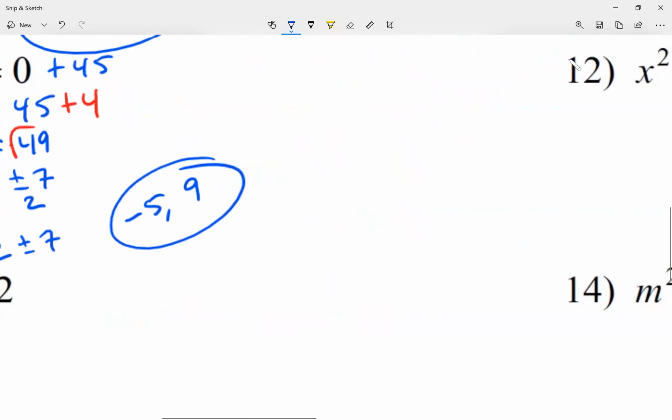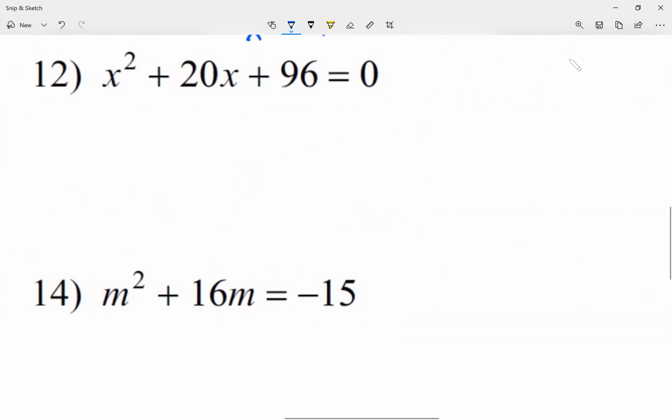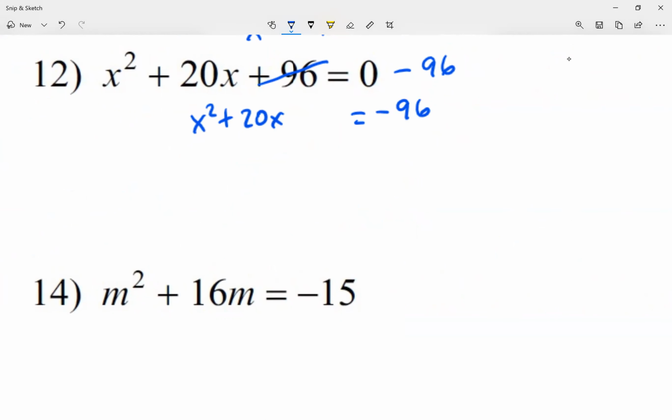All right, let's take a look at a few more. Let's take a look at number 12. This plus 96, let me move it to the other side as a minus 96. It's okay to deal with negatives. So I have that x squared plus 20x, I'm going to leave a space, is equal to -96.